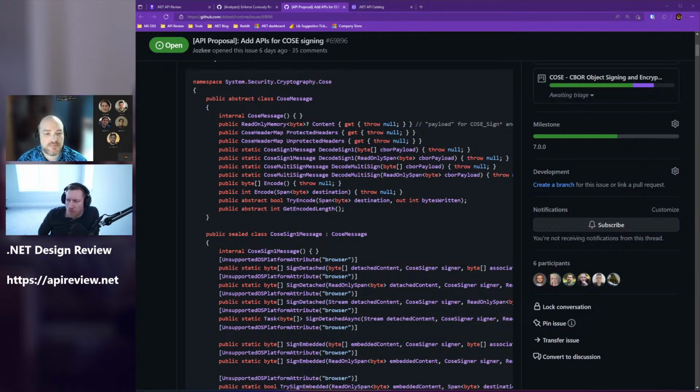Personally, I prefer the statics on the base type, mostly because that gives me a single place to discover. If you only have 2 things, whether you call COSE sign 1 message.decode versus COSE message.decode sign 1 seems largely the same, but if you ever extend this, I think it's nicer to have them all in one place rather than spread across whatever the type hierarchy ends up being. The naming makes sense. The pattern you have makes sense. It's just a fairly straightforward spanifying of our APIs. Seems simple enough.